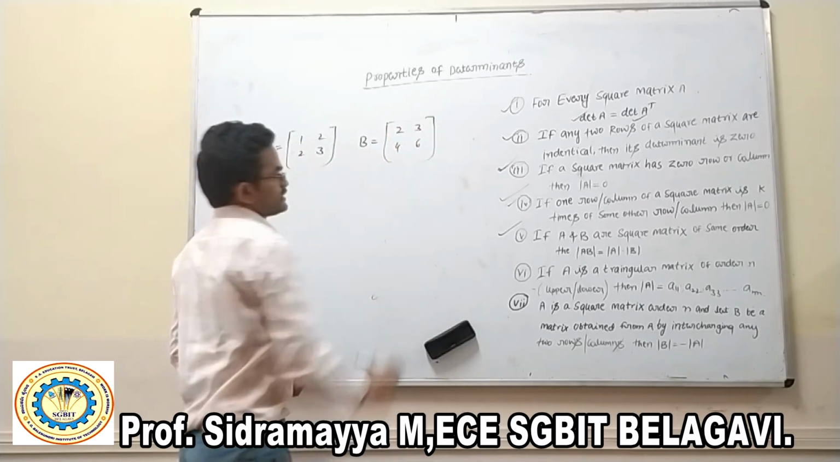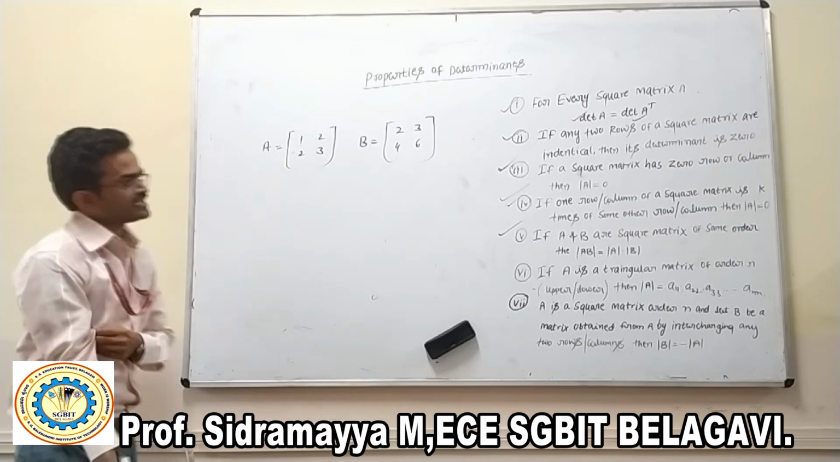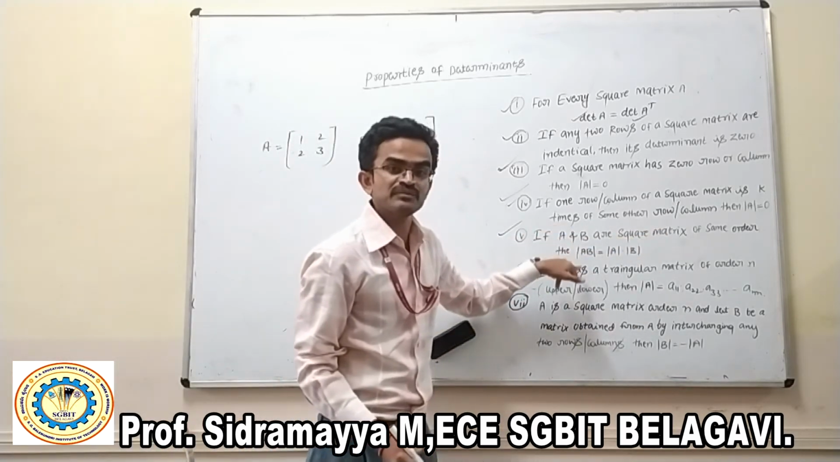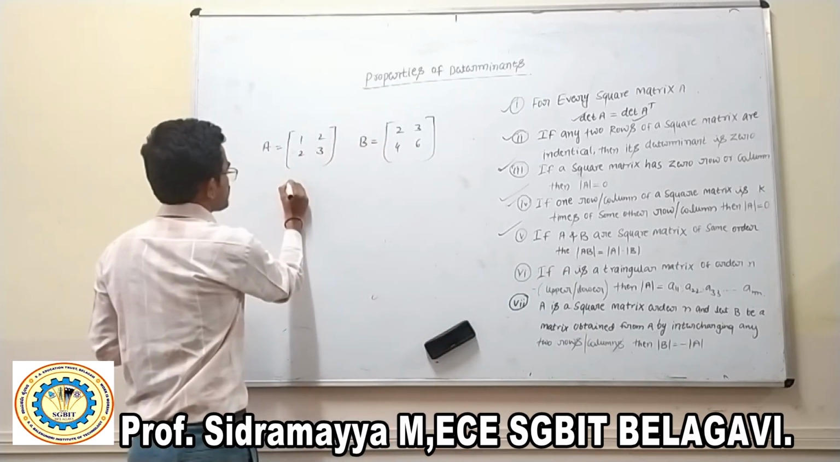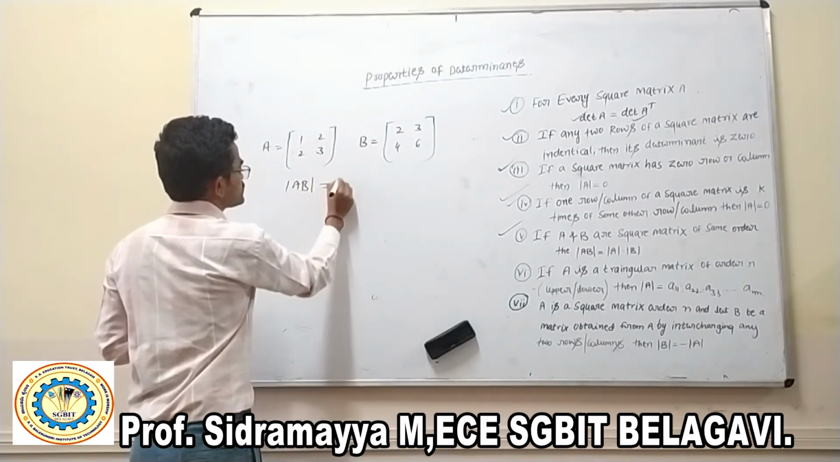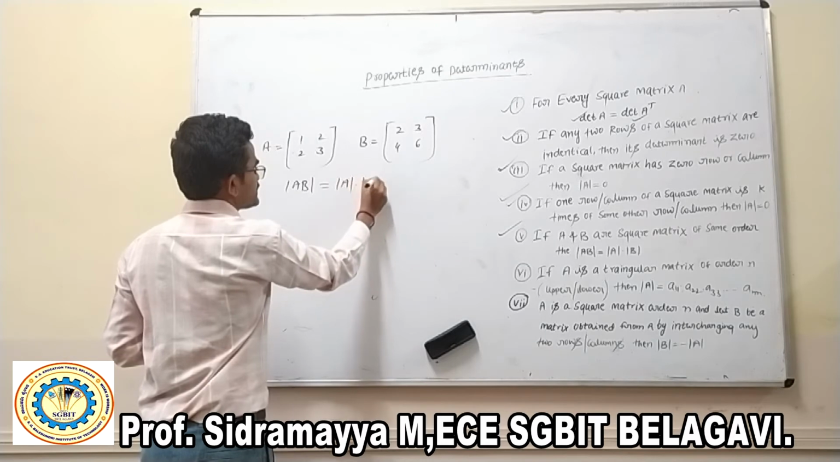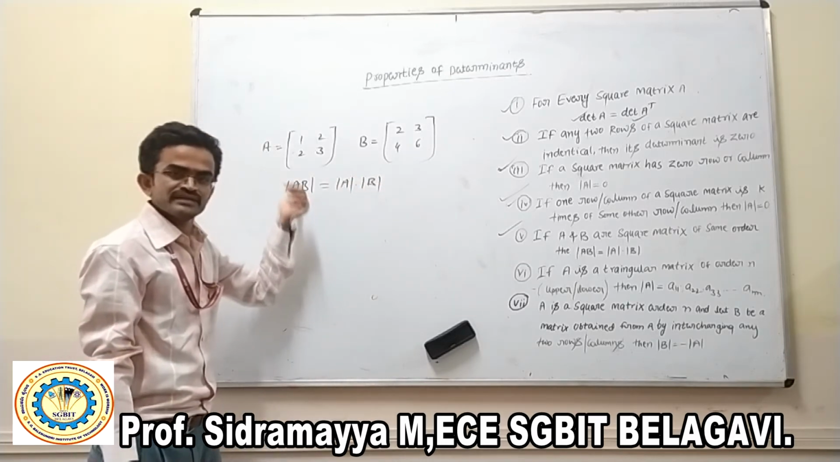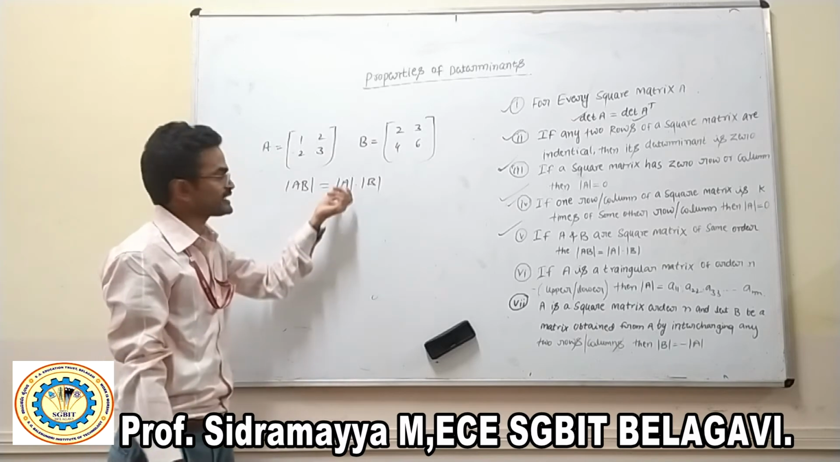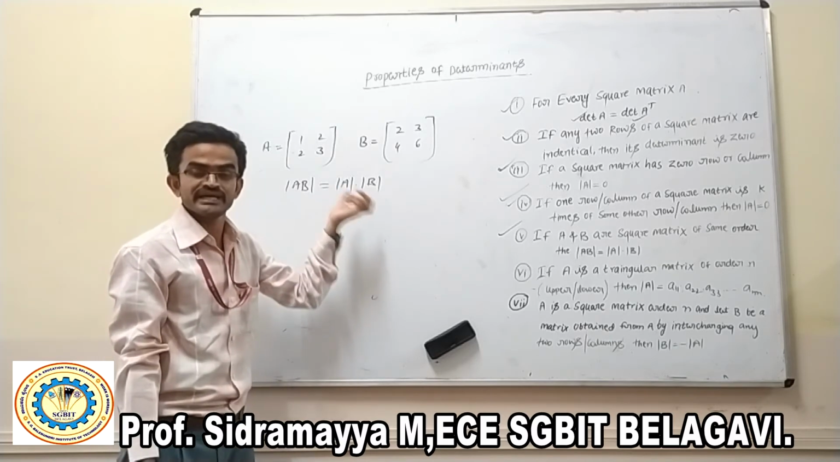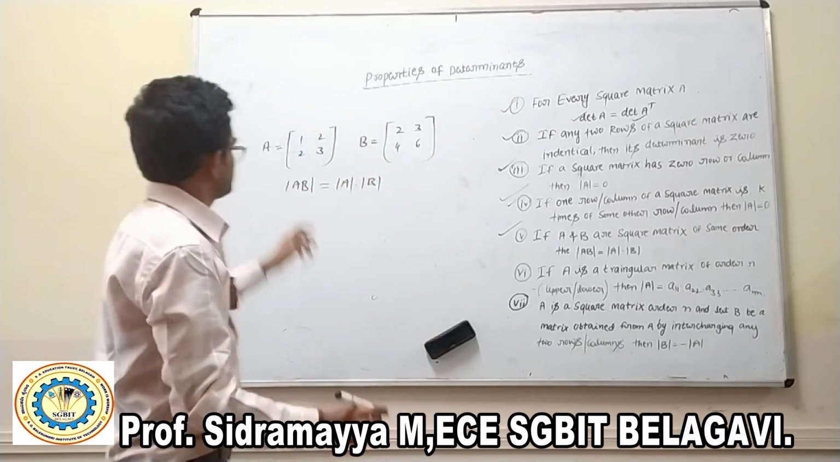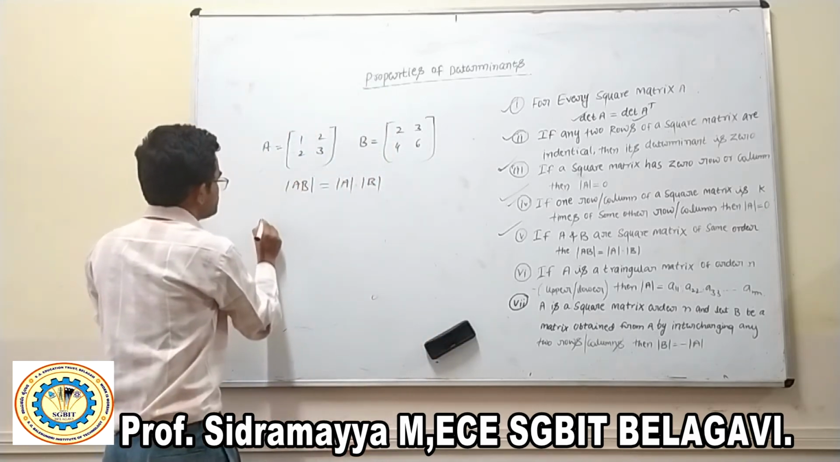So what it says is that if A and B are square matrices of the same order, then the determinant of AB is equal to the determinant of A into the determinant of B. First calculate AB, then calculate its determinant, and calculate the determinants individually. Then equate both and you get the same answer. We'll verify that. First calculate A into B.